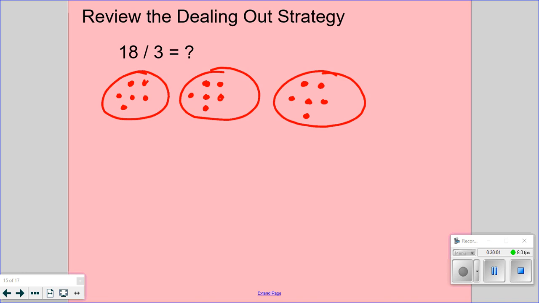So, Zach, it's not just 6. It's each group has 6. See how it's a little different? Yeah. Each group has 6. In Numberland, we just write 6, but in English, that means each group has 6. Ariana?